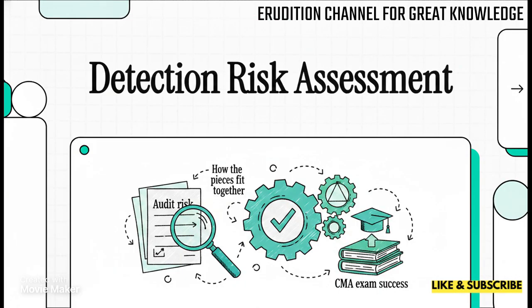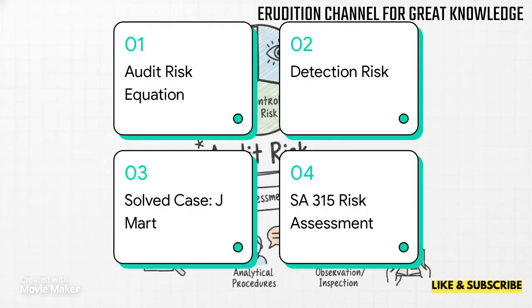This session is designed specifically to get you ready for your CMA exam. If you've been following along, you know that understanding risk isn't just about memorizing textbook definitions, it's about seeing how all the pieces actually fit together in the real world. Okay, let's dive right in. So here's the game plan for today. First, we'll look at the audit risk equation. Then we'll do a deep dive into detection risk, walk through a solved case study featuring a company called JMart, and finally, wrap things up with SA 315 risk assessment.